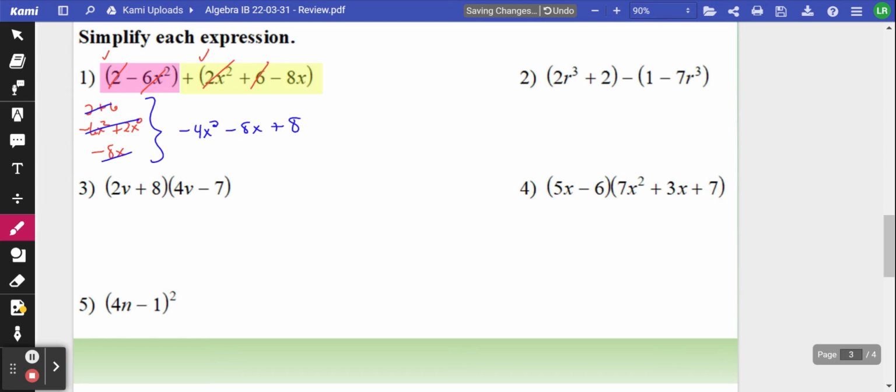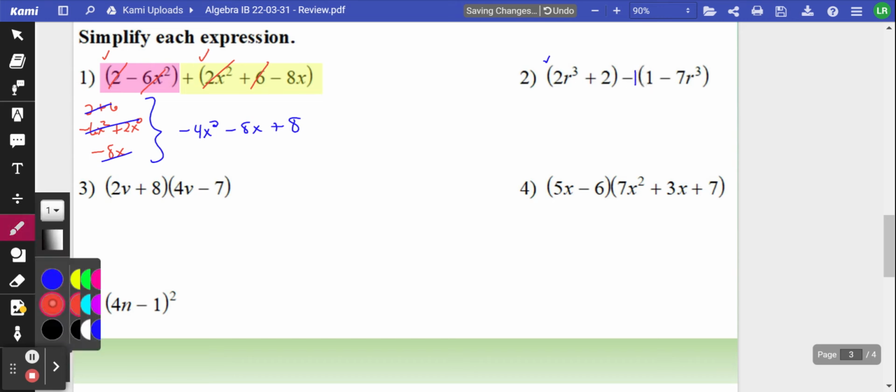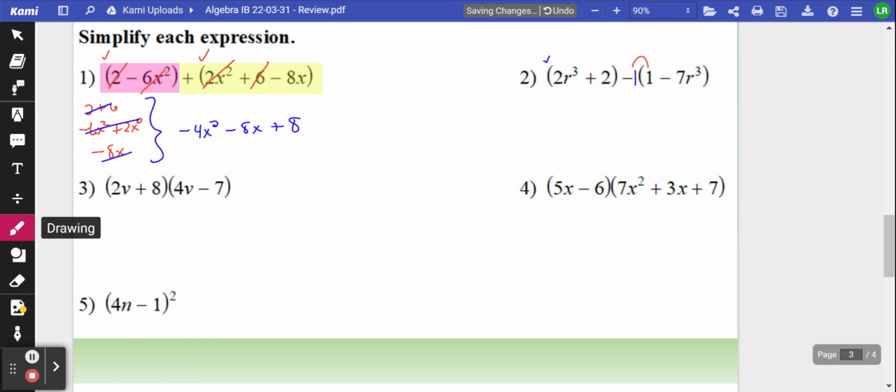On the second one, there is a minus sign in between them. So this is not a 2x2 box. I have to check these separately. Positive 1, that one's good. Negative 1, I have got to distribute. So I have negative 1 times 1 is negative 1. Negative 1 times negative 7r to the third is positive 7r to the third.